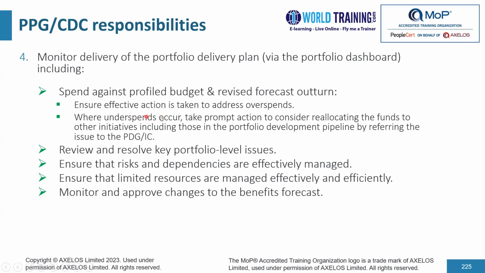Where underspends occur, they take prompt action to consider reallocating the funds to other initiatives, including those in the portfolio development pipeline, by referring the issues to the portfolio direction group or investment committee. They review and resolve key portfolio level issues. The PPG ensures that risks and dependencies are effectively managed. They ensure that limited resources are managed effectively and efficiently. They monitor and approve changes to the benefits forecast.